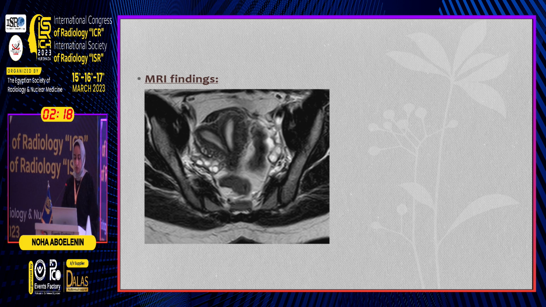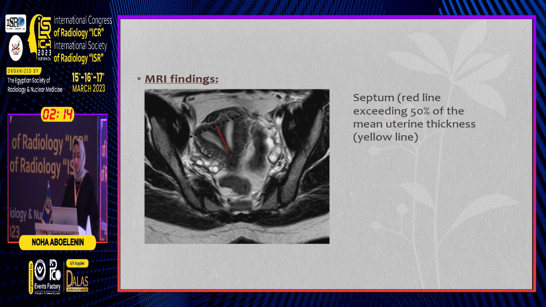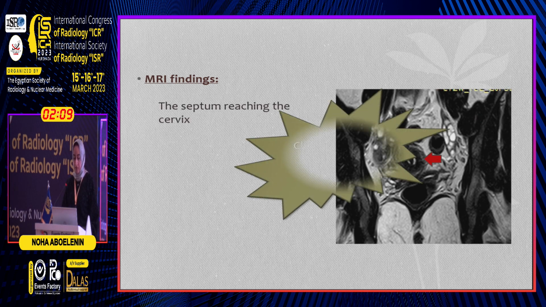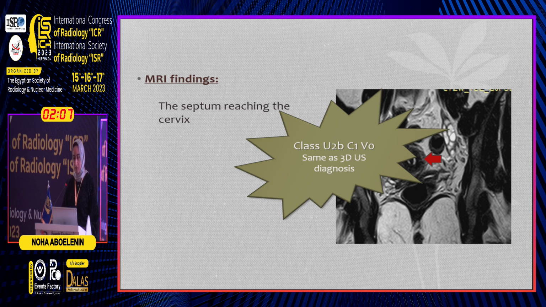Then the MRI showed the same findings, and here the septum is exceeding 50% of the mean uterine thickness represented by the red line, and the septum is seen reaching the cervix, and the same diagnosis was given by the MRI.